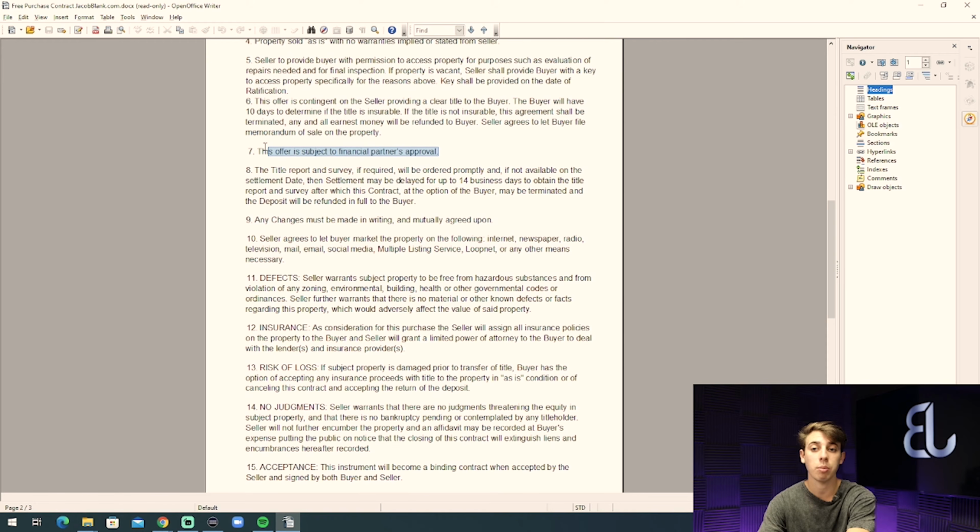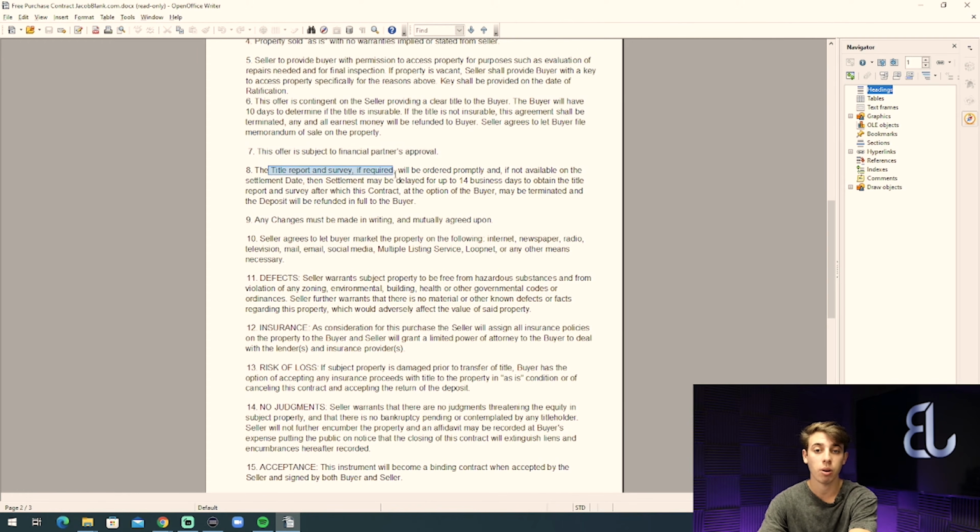This is where you are able to get out of the agreement. So I know everybody, when they're wholesaling real estate, they're like, what if I can't find a buyer? I'm going to be screwed. Not if you use this contract, because at any time you can say your financial partner did not approve and cancel the contract and get your earnest money back. This term right here makes you have no risk when doing this.